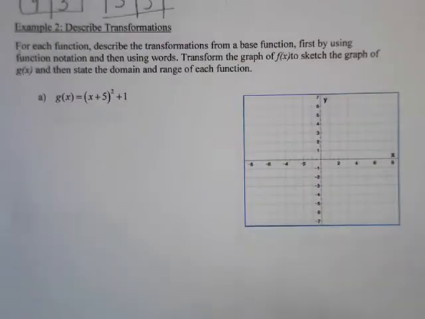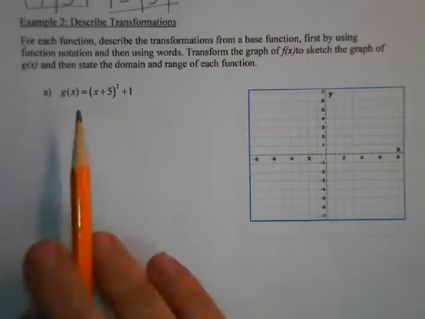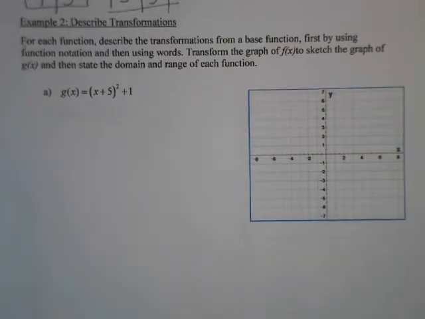Okay, so same kind of idea here. Little bit more difficult, but same concept. For each function, describe the transformations from a base function, first by using function notation and then using words. Transform the function of f of x to sketch the graph of g of x and state the domain and range of each function. Okay, I think we'll just state the domain of the transform function. We've got domain and range of the base functions on the last lesson.